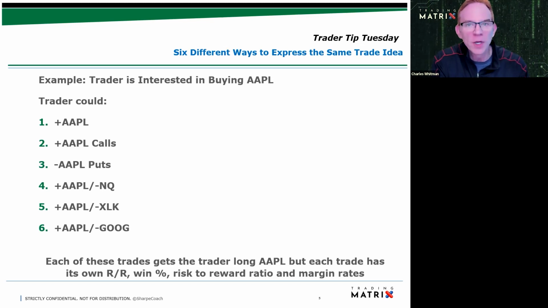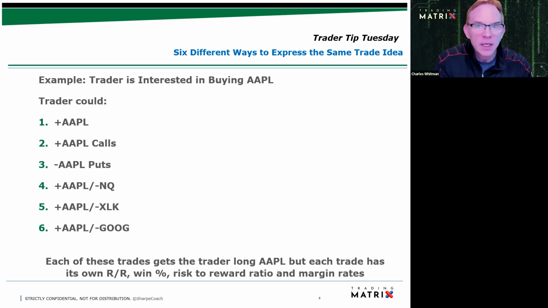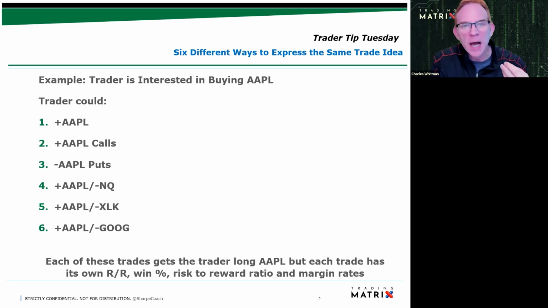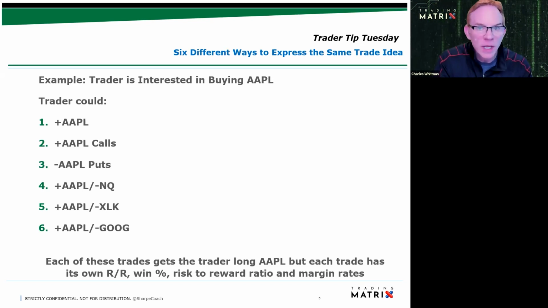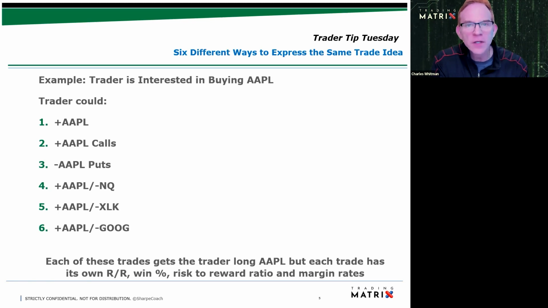He could buy Apple and sell XLK as a spread. He could buy Apple and sell Google as a spread. All of these are ways of expressing being long Apple, but each of them have a different payout structure. They have a different win rate. They have a different reward to risk profile.